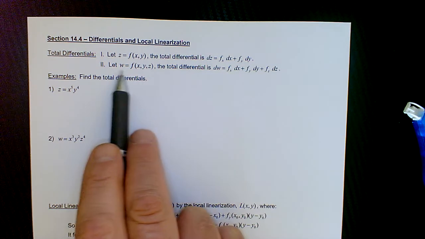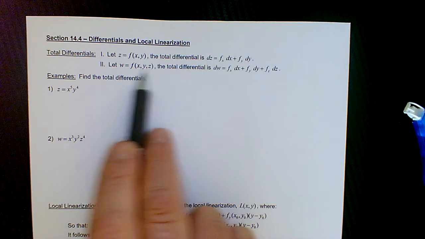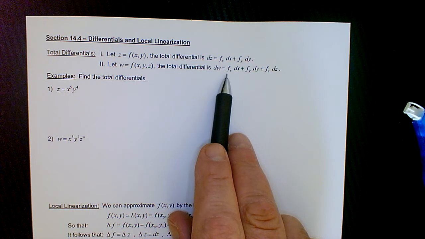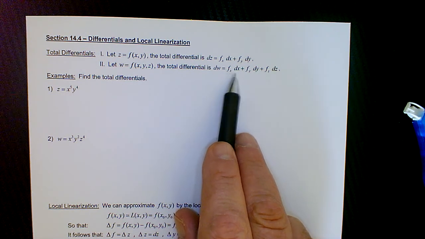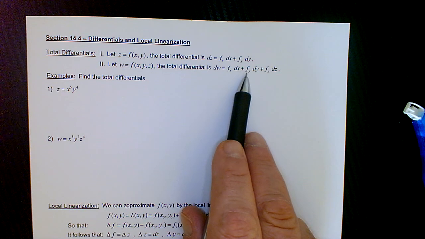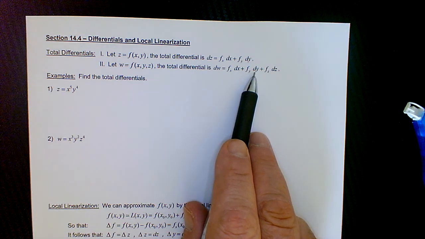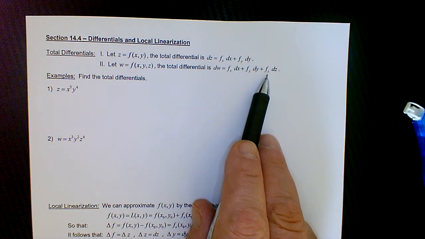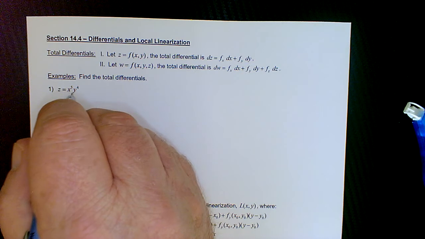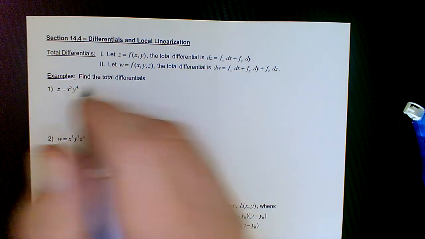And then we extend that to a function of three variables. So w is a function of x, y, and z. Basically the same idea: dw is the partial of f with respect to x times the differential dx plus the partial of f with respect to y times the differential dy. And then finally add on the partial of f with respect to z times the differential dz. So a pretty simple situation. You just have to find the respective partials.